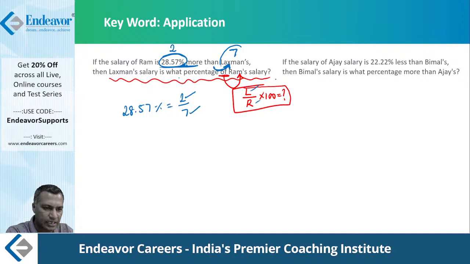These are the dummy values. See, writing dummy values itself is a skill. If you write the correct dummy values, you get the answer faster. Let me repeat this once again. It is very, very important. Right now, what is the benchmark? Let's go to the information. Ram is 28.57% more than Lakshman. What is coming after "than"? Lakshman. Therefore, I have to make a suitable assumption for Lakshman. It is the benchmark denominator.